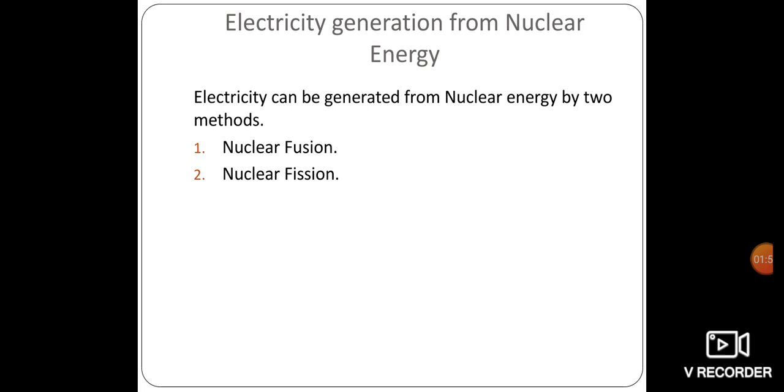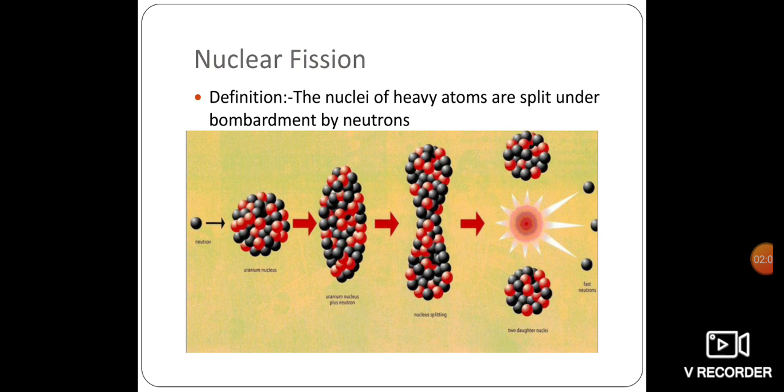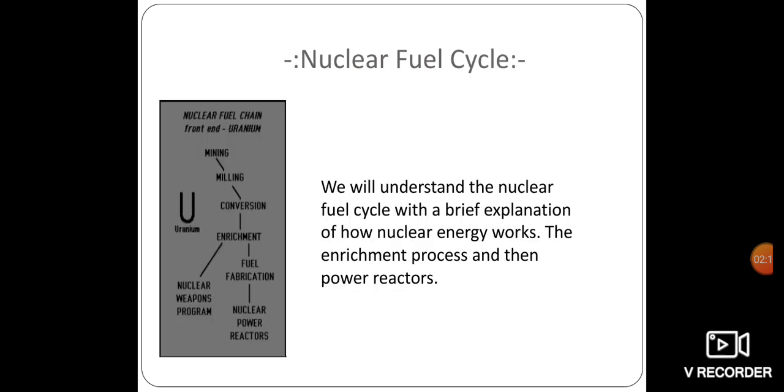Electricity generation from nuclear energy. Electricity can be generated from nuclear energy by two methods: nuclear fusion and nuclear fission. Nuclear fission reactions: the nuclei of heavy atoms are split under bombardment by neutrons. Means the heavy nucleus, heavy atoms, are split by the bombardment of neutrons.